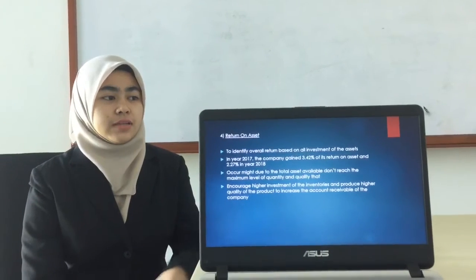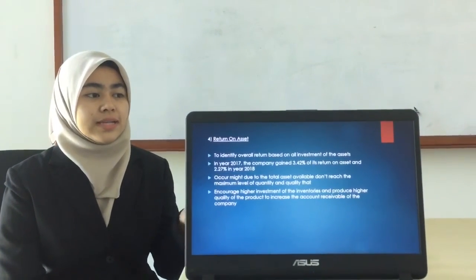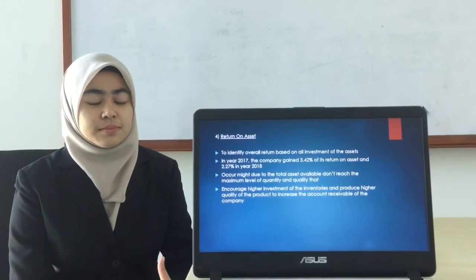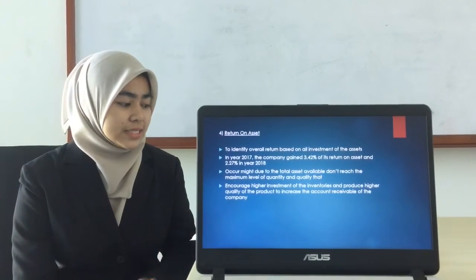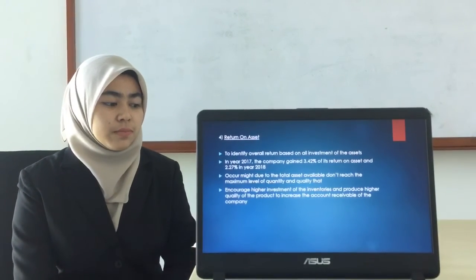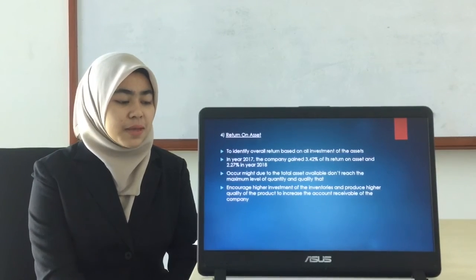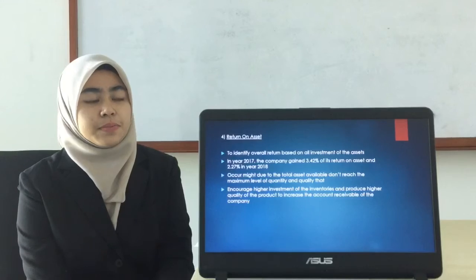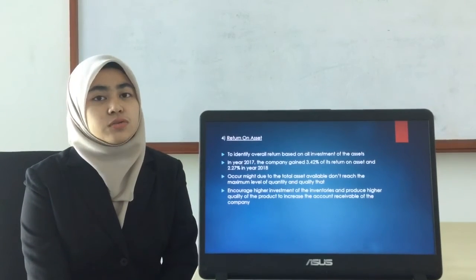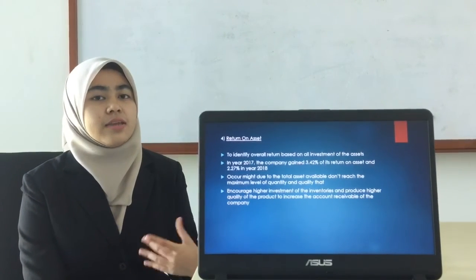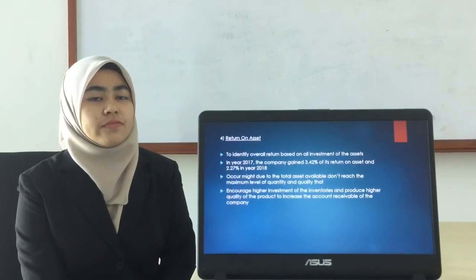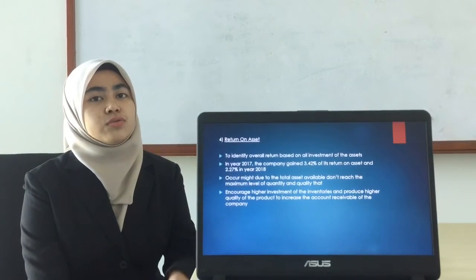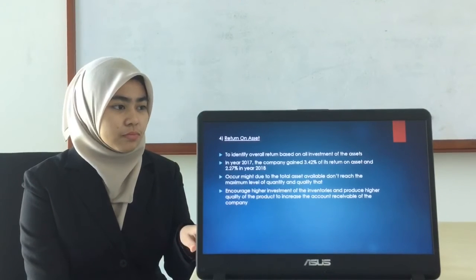The next ratio is return on asset. The purpose of the ratio is to identify the overall return based on all the investment of the assets. It is also to measure the profitability of the company based on its current assets and also non-current assets to finance the company performance. In year 2017, Pharmaniaga gained about 3.42% return on assets. Meanwhile, for year 2018, it gained about 2.27%.